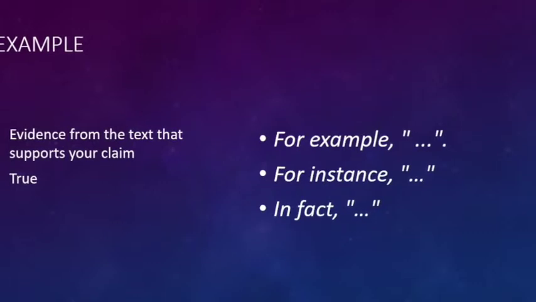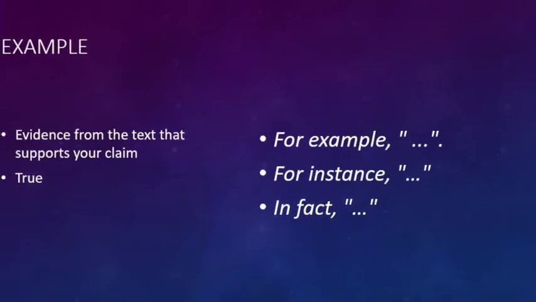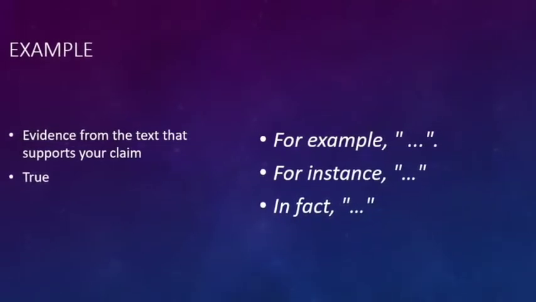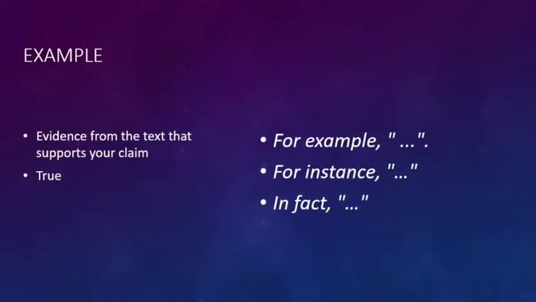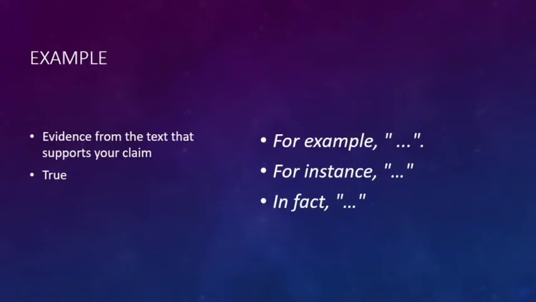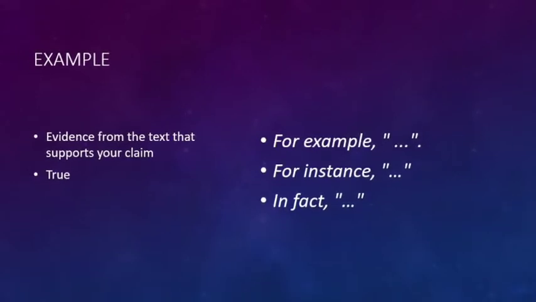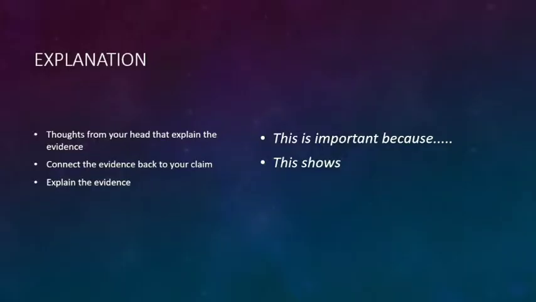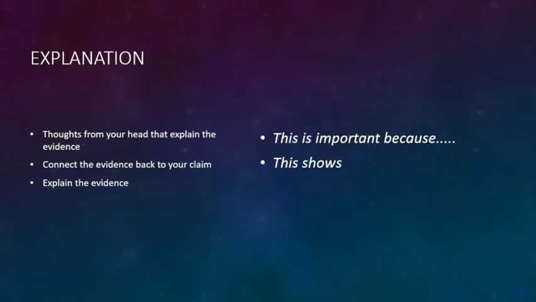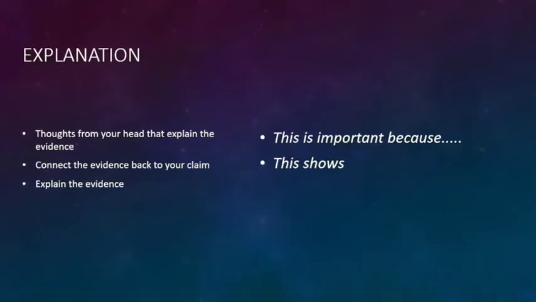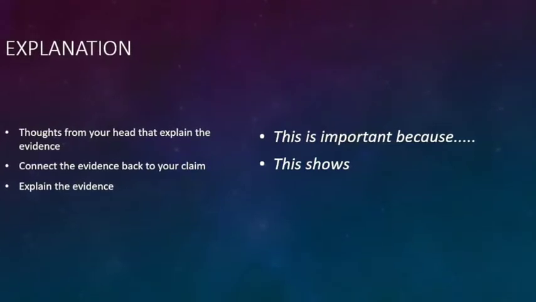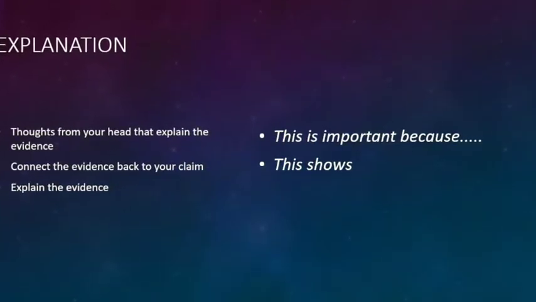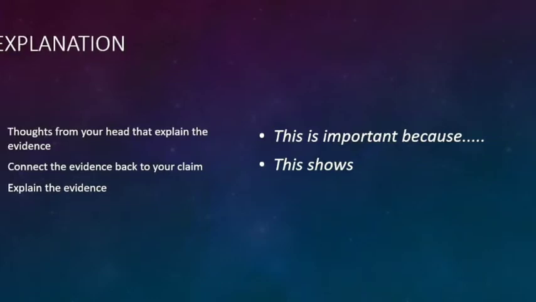Next, you are going to create a second example. So this is a different quote than your first one, but you're going to do the same thing. You're going to pull evidence from your text in order to support your claim. Pause your video and put in your second example. And now, just like we did before, we need to explain that second quote. So go ahead and pause the video and explain how this quote shows that your dog breed is the smartest.